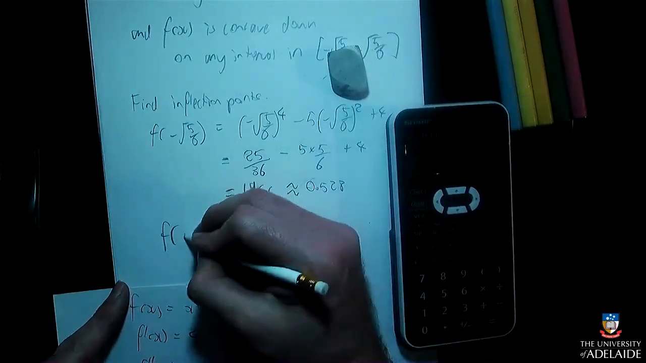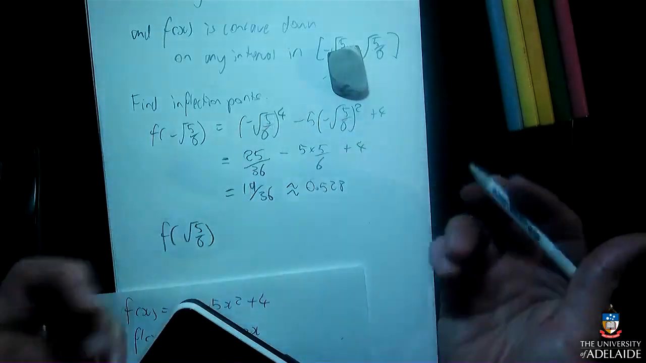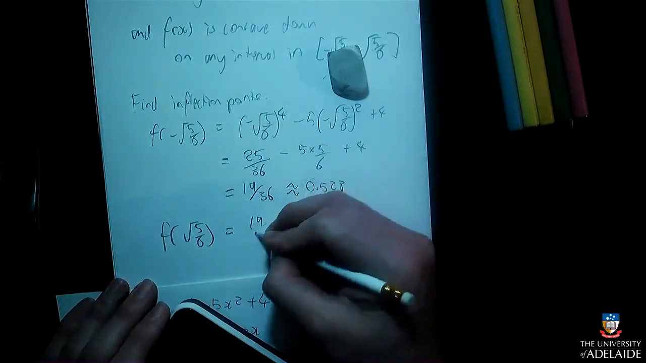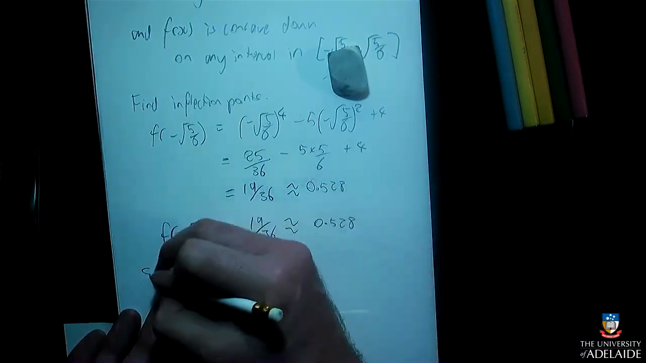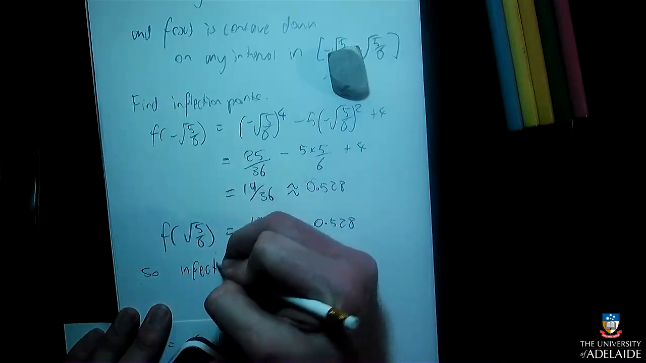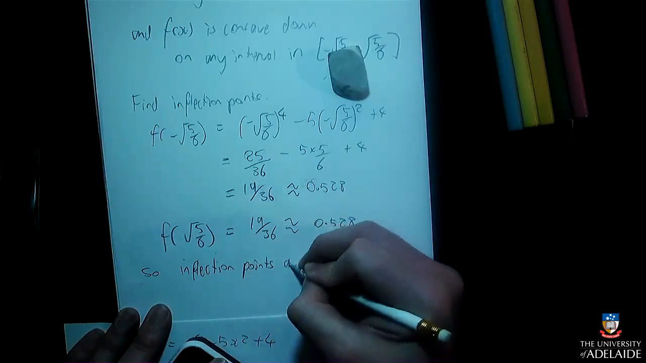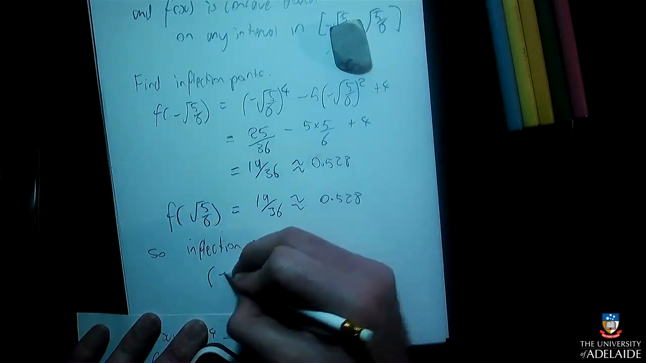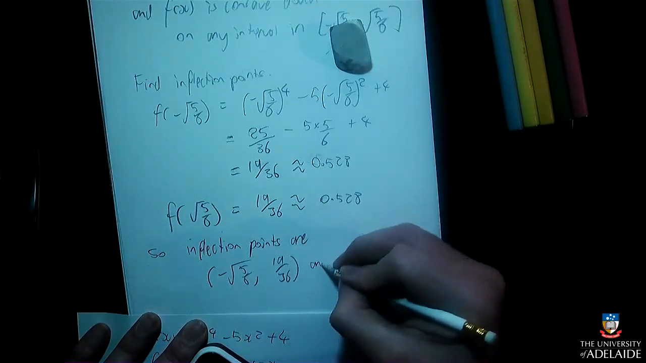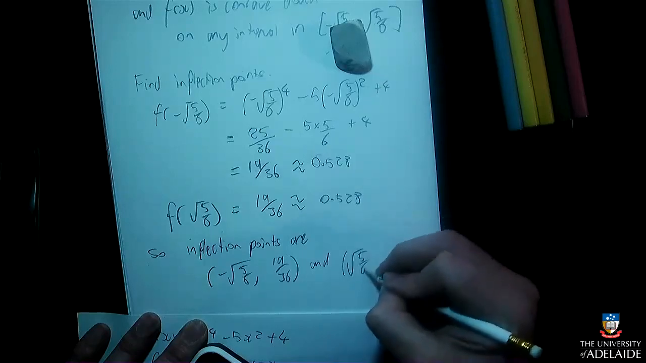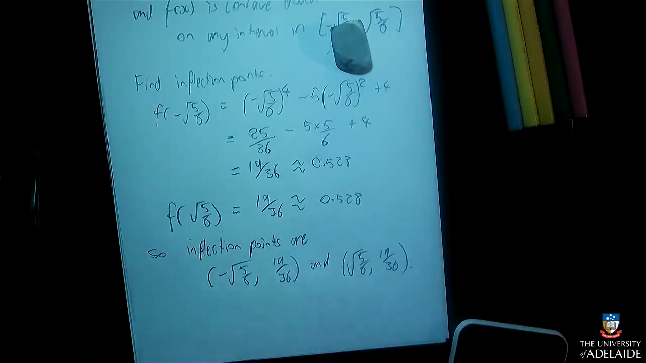And f of plus root 5 on 6, well, this will work exactly the same way, right? With the plus there and the plus there, the squared and the quarter will do the same thing. So that'll also be this. Okay, so the inflection points are minus root 5 on 6, 19 on 36, and plus root 5 on 6, 19 on 36. Which means that I can actually draw my graph now.